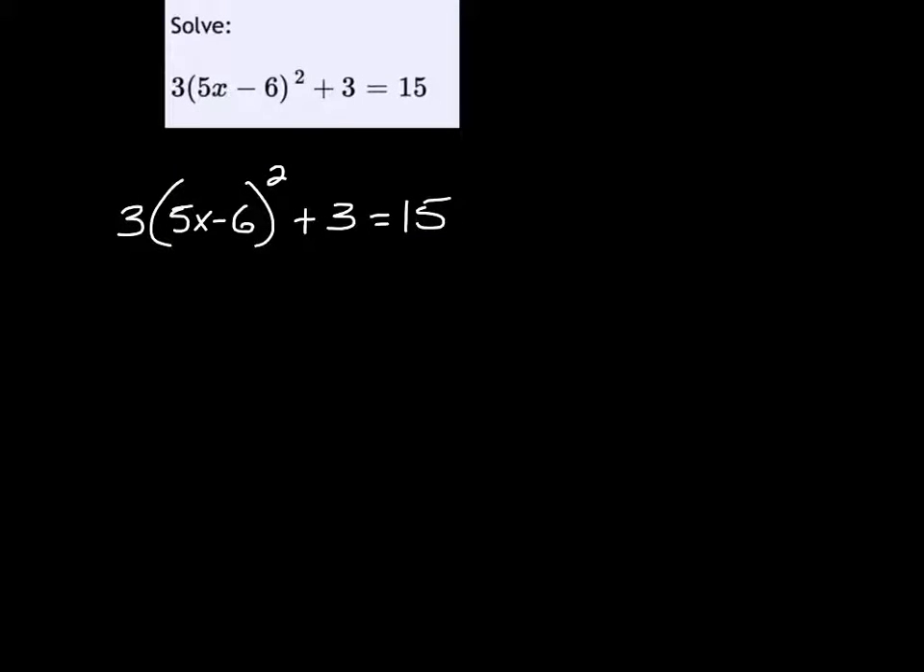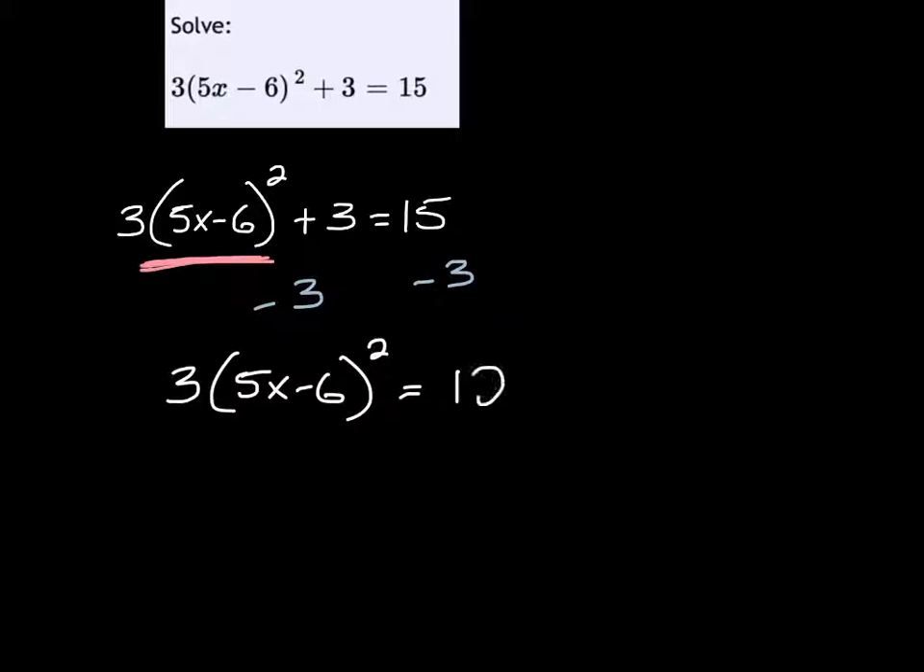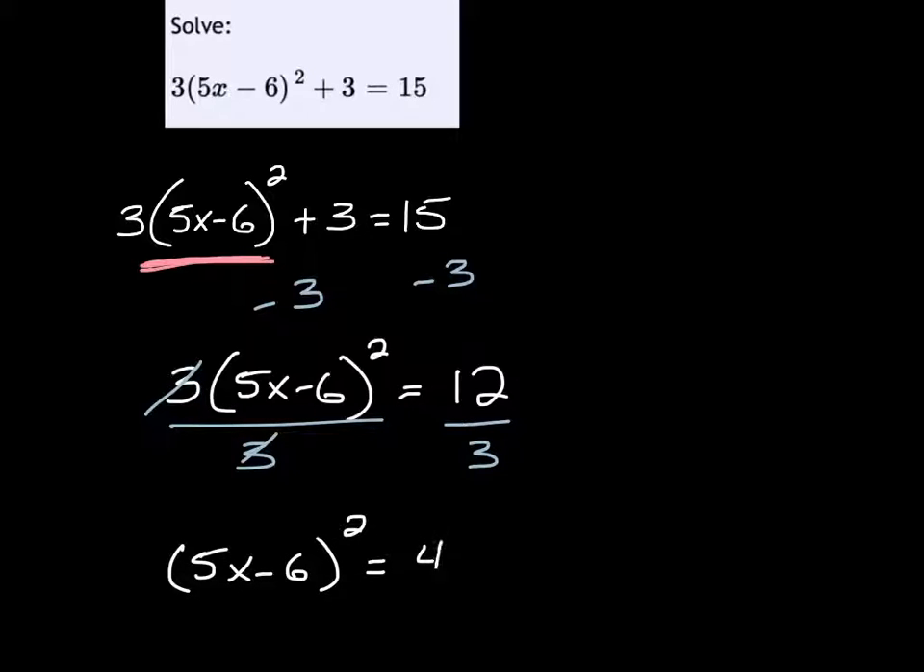Alright, to solve this quadratic equation, what I'm first going to do is isolate this part that is squared. And so to do that, I'm first going to subtract 3 from both sides of the equation. And then I'm going to divide both sides by 3. Alright, so now I've isolated this squared quantity right here.